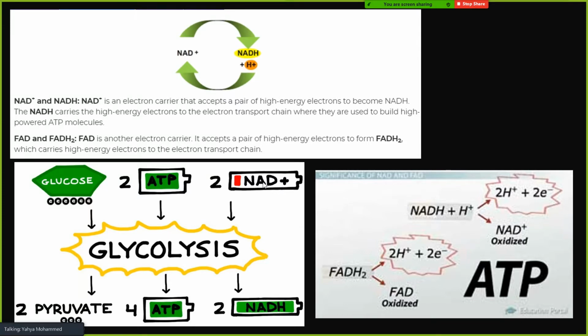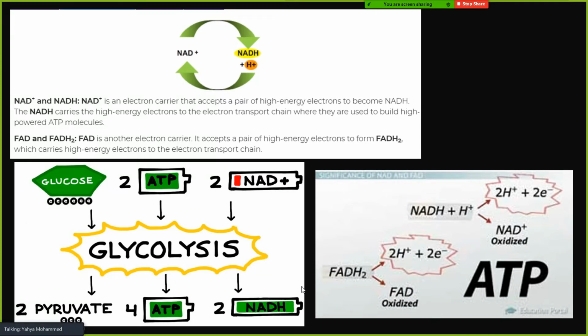But this is the main idea: these things, NAD, and also the same thing for FAD. FAD is the same idea. NAD and FAD are kind of like uncharged batteries. At certain steps, electrons are going to be given to them, and they're going to be charged up to form FADH2 and NADH.